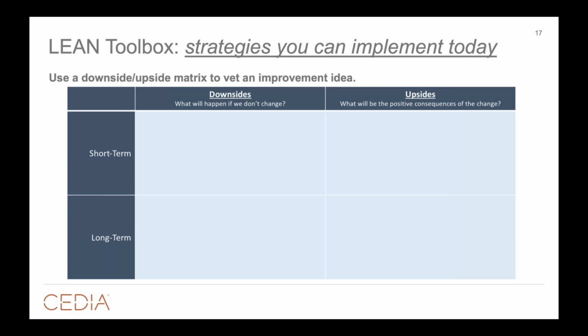Maybe you looked at a process and you've got a potential solution to it, but that solution is going to cost some money or take some time, or maybe you've got to invest in some training, whatever it may be. You can chart out the upsides and the downsides. And it's very important to look at these as short-term and long-term, okay?